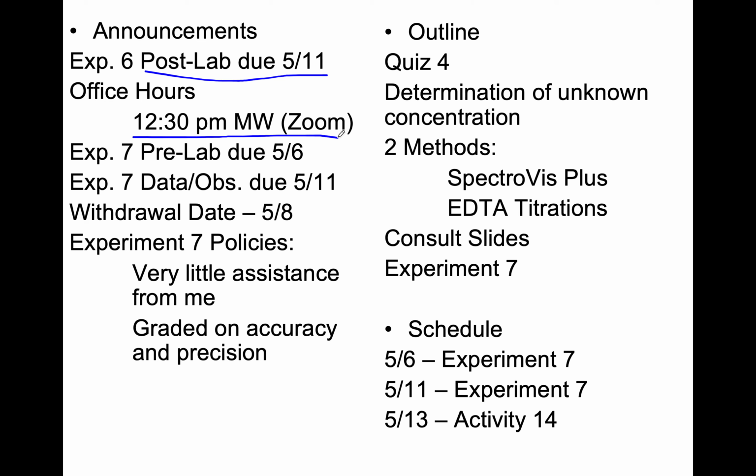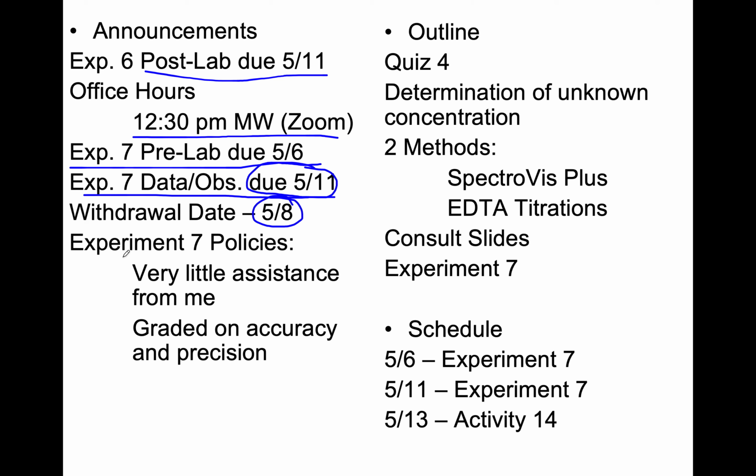Come see me during Zoom. Please note the experiment 7 pre-lab is due on the scheduled date. That's May 6th, so before you do the experiment. We scheduled the data and observations after that because if this was on campus, you'd have 2 days to do the experiment. So you'd have 2 days to record data and observations. It'd be due at the end of the second day. So I'm just doing the same here. It's due May 11th. If in the midst of this you decide to withdraw from the course, you have to do that by May 8th.